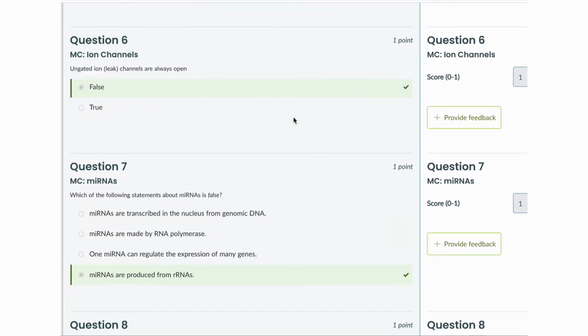Number 6, this is a question that stumped a number of people. Ungated ion leak channels are always open. We often think of leak channels as being like open doors with no door on them, as if things can just flow through. The reality is they are not always open, and it's a misnomer. And so I spent significant time on this when talking about the patch clamp experiment.